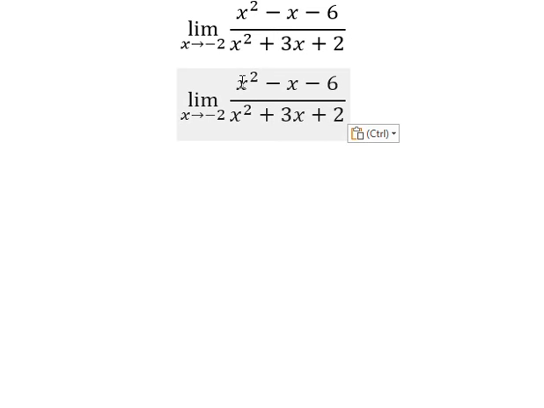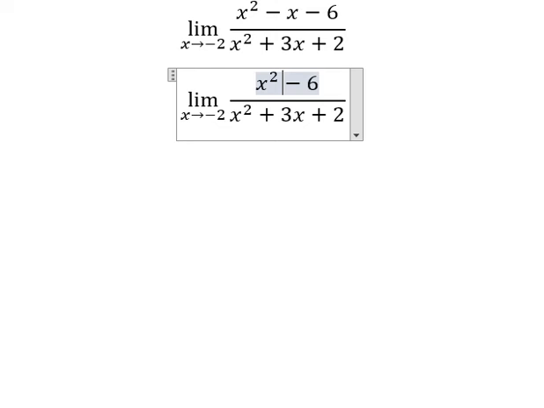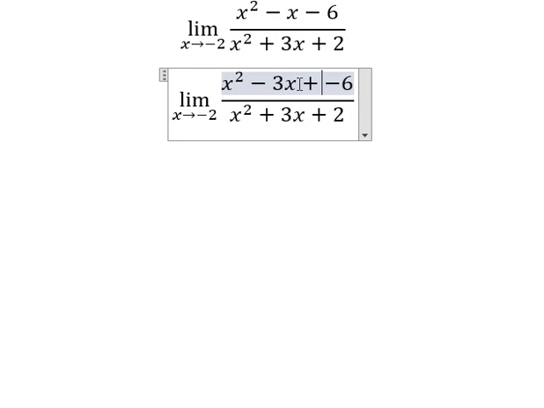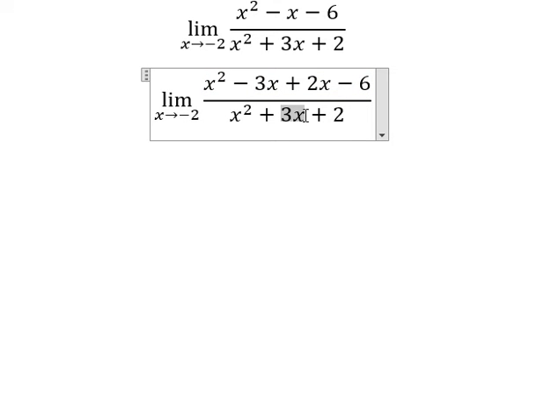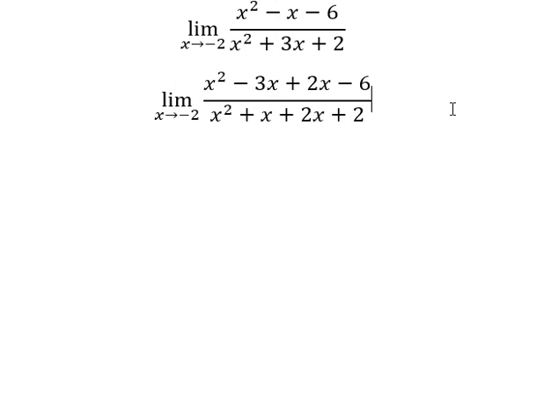We need to do factorization by this one and this one. For negative s, I will put negative 3s plus 2s. For 3s, I will put into s and 2s.